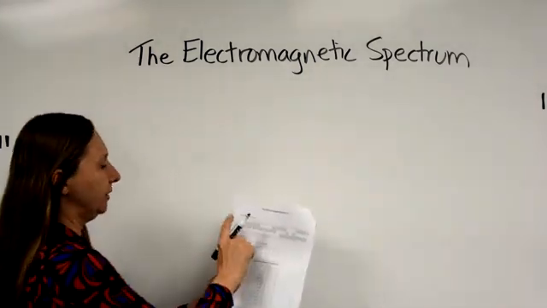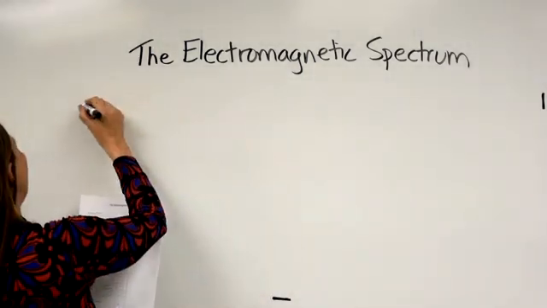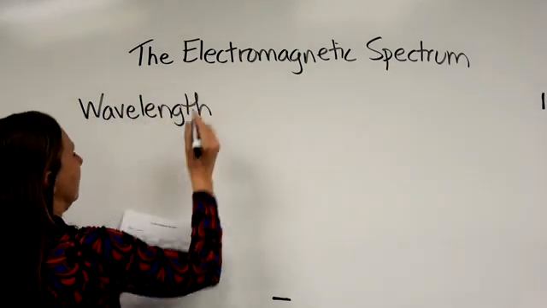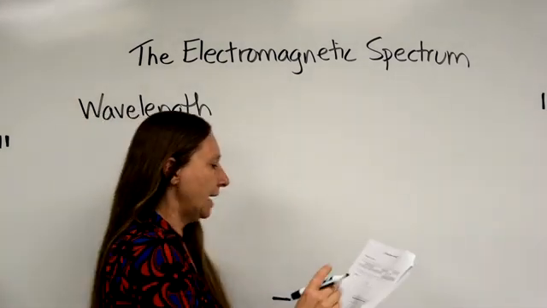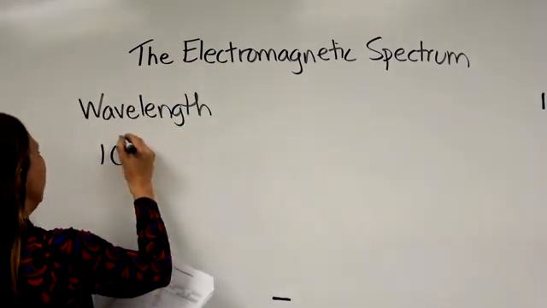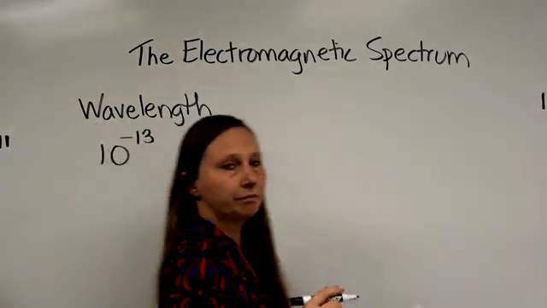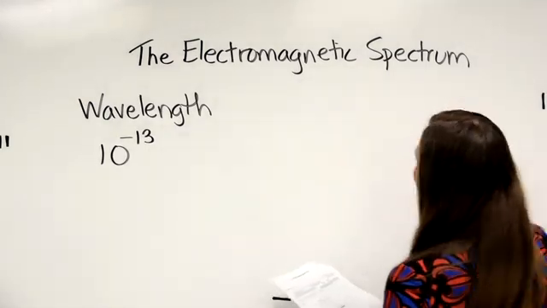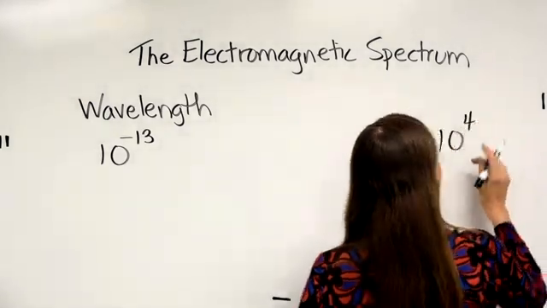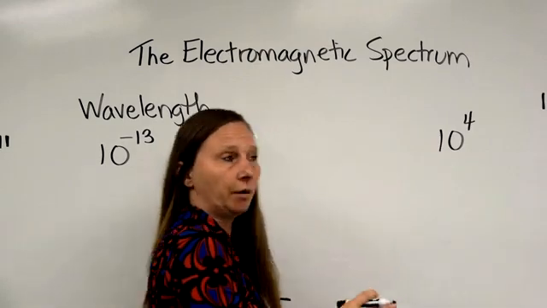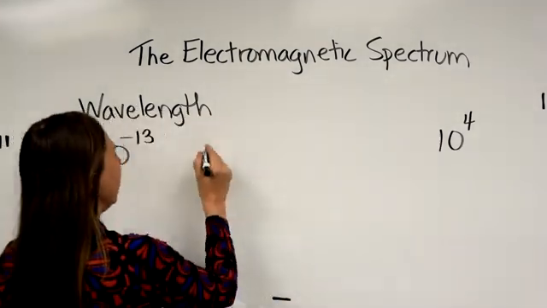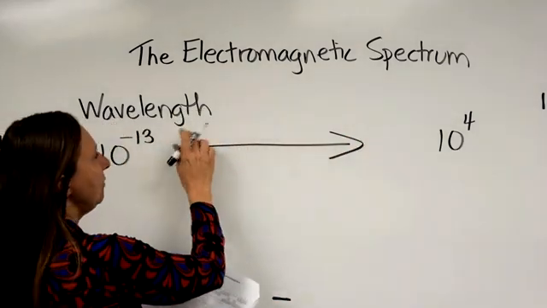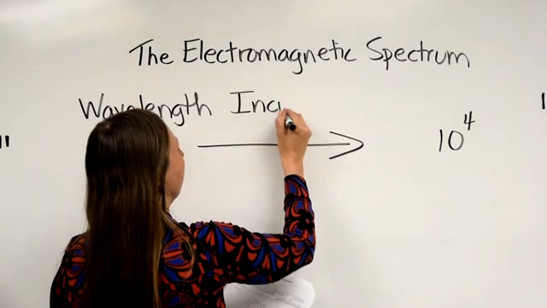On the chart, we see wavelength across the top. Wavelength is listed in the numbers on the top of the chart. To the left, we see the number 10 to the negative 13, a very small number. Over on the far right, we see the number 10 to the fourth, a much bigger number. So as we move to the right on the top of the chart, the wavelength is increasing.